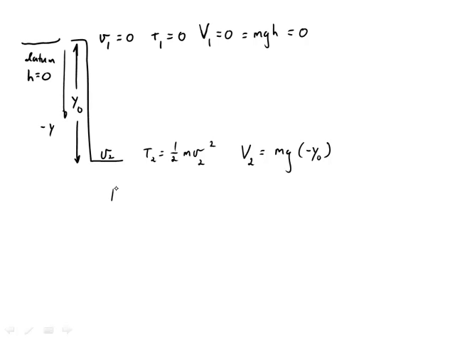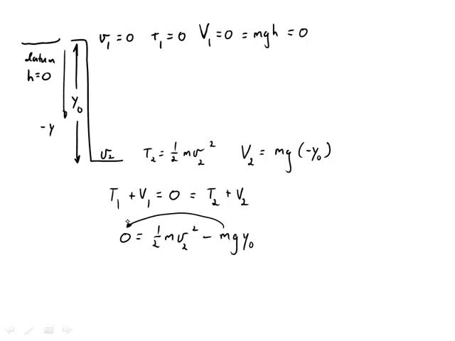And so T1 plus V1 equals 0. Neither of them have any value. Well, this is going to equal T2 plus V2. And so 0 equals 1/2 m v sub 2 squared minus mg y sub 0. But I can bring the mg y sub 0 to the other side of the equation. That's just algebra. And I get mg y sub 0 equals 1/2 m v sub 2 squared.